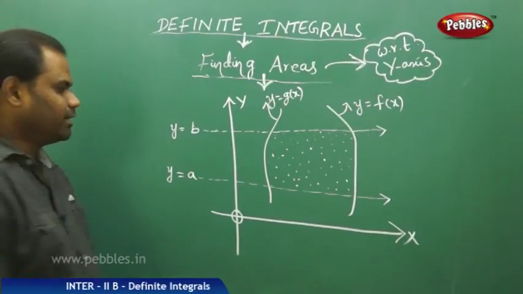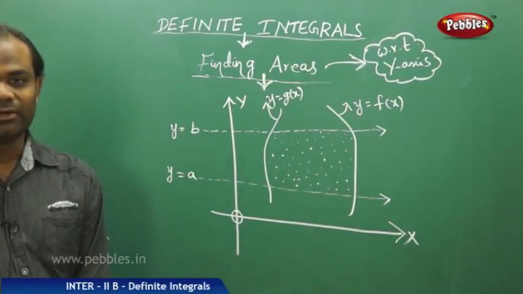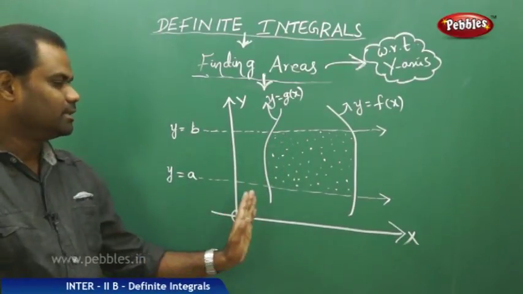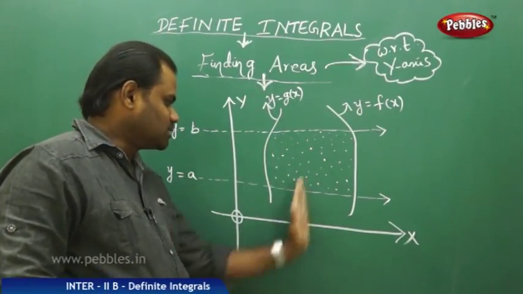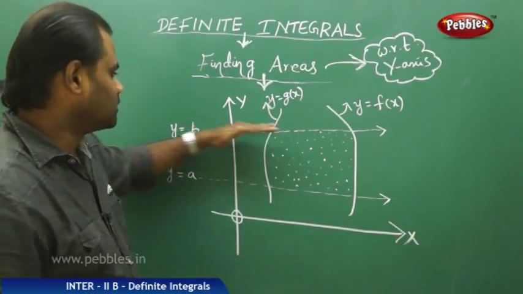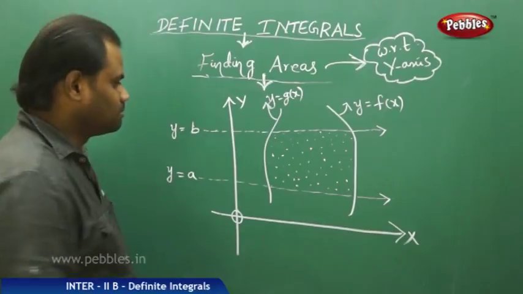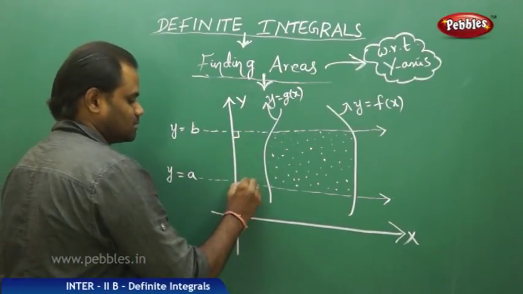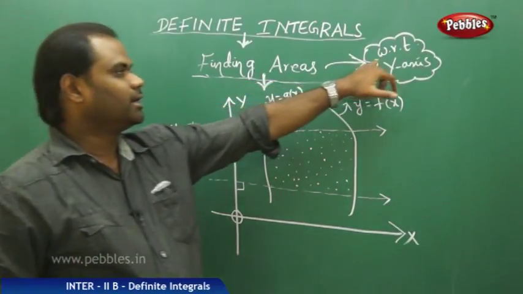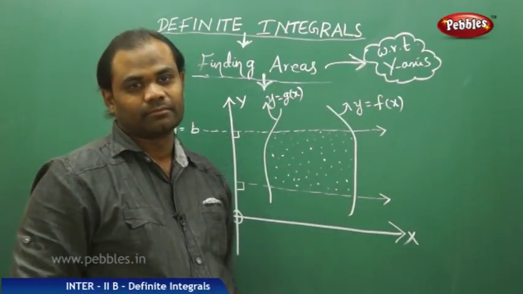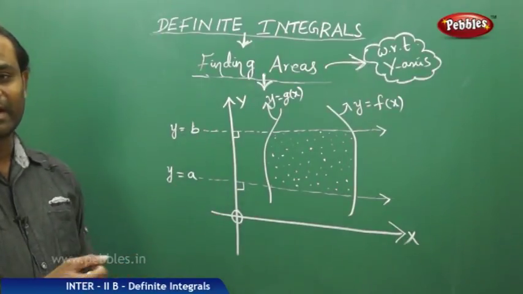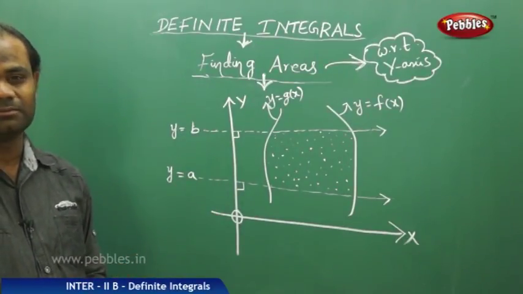Now I want to find the area of this shaded region, but the only difference between the previous problem and this problem is that in the previous case the limits were considered with respect to x-axis, but here the limits are considered with respect to y-axis, perpendicular to y-axis. Therefore, this is about finding areas with respect to y-axis. How do we find the area of this region with respect to y-axis is the biggest question here.